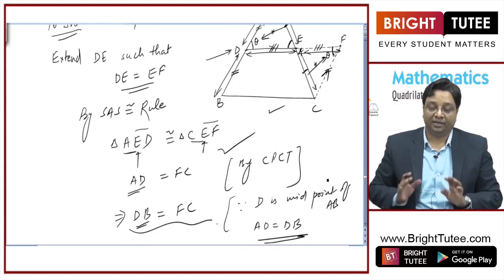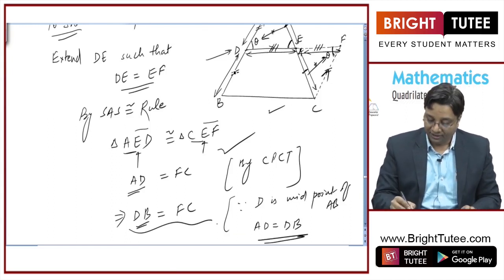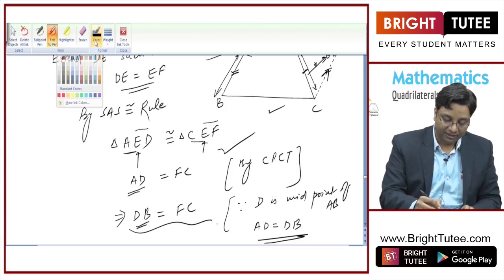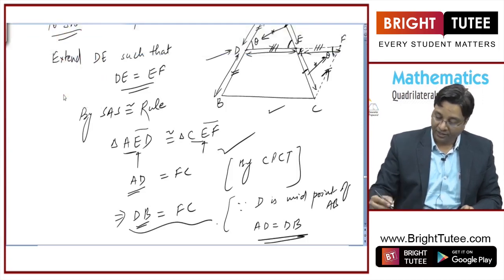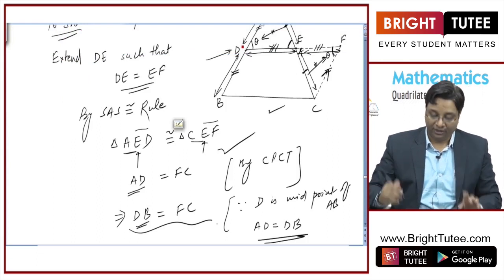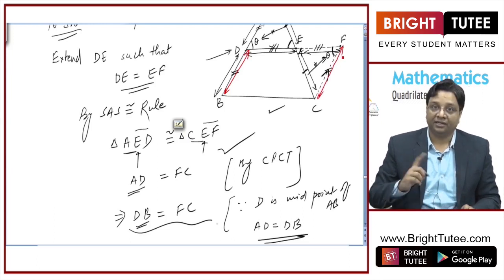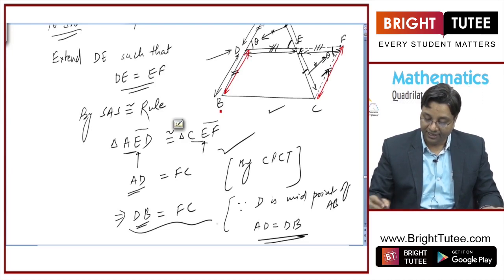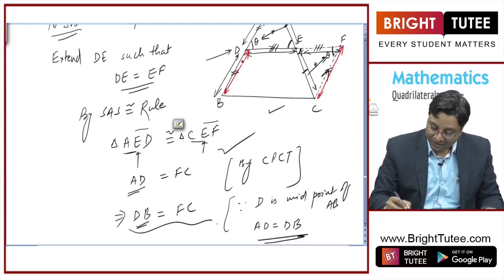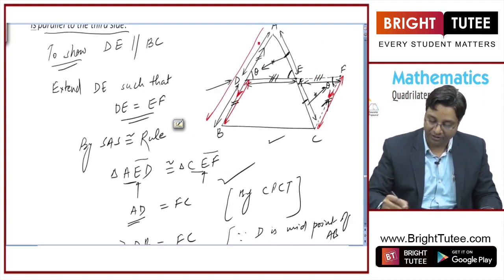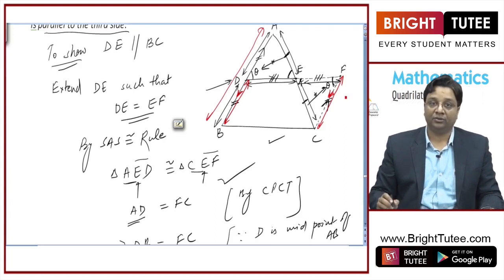right? So by now I have proved two things for you. Let me change the color so that it can be easily identified by you. I have proved two things for you right till now, that this segment DB is equal to this segment FC. Another thing that I have shown you, that this line AB is parallel to FC, hence this line DB will also be parallel to FC, right? DB is just a part of AB, so it is also parallel to FC.